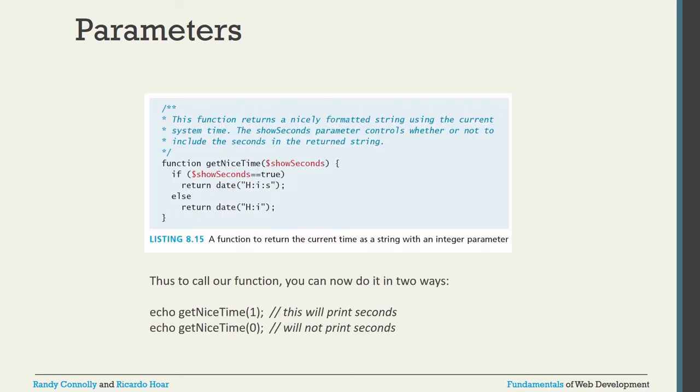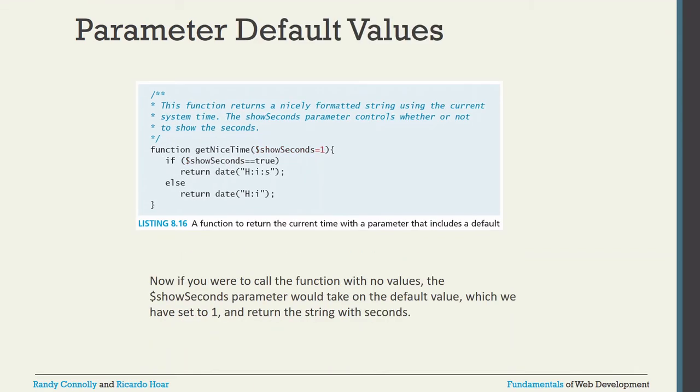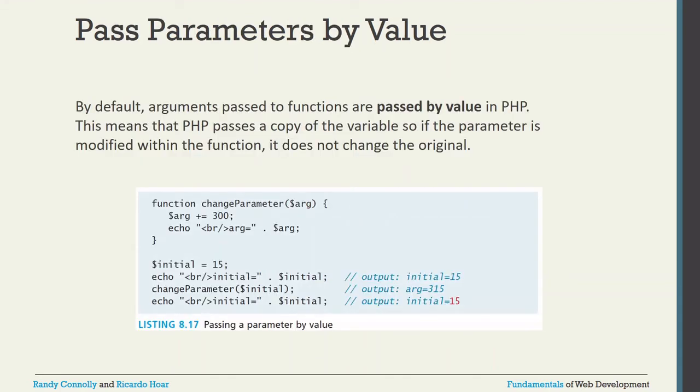Okay, you see here again the parameter name is $seconds. $seconds is the parameter here. If you are passing only one parameter, you can call the function echo getNiceTime and pass the value 1. Once you pass that, it will print the second. And echo niceTime with 0, that will not print any seconds. Okay, so this way you can manage the function's parameters.